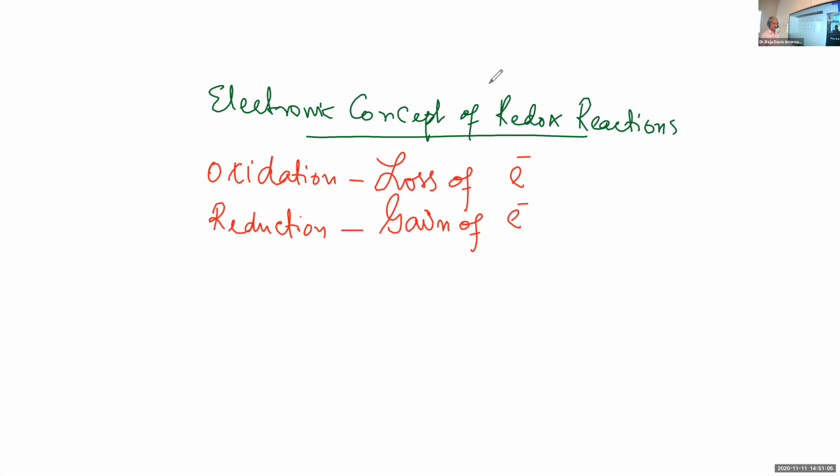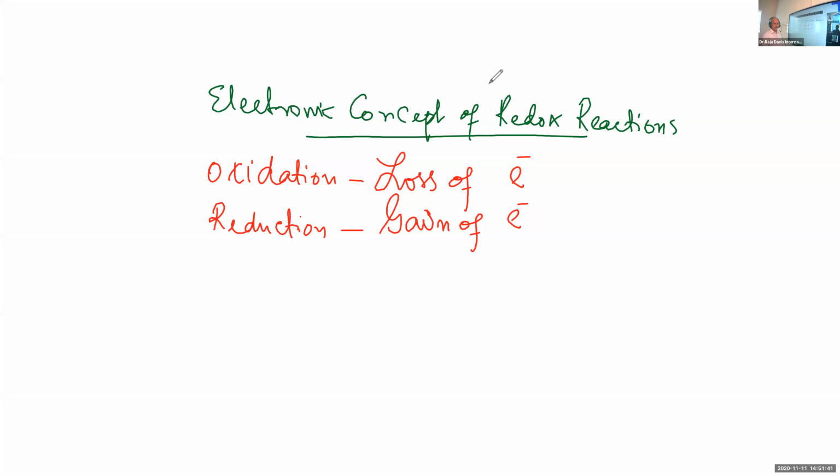If there is reduction and oxidation simultaneously, then it is called a redox reaction. That means the gain and the loss of electron take place simultaneously. There is a loss of electron as well as gain of electron together during a reaction. Then it is called a redox reaction.